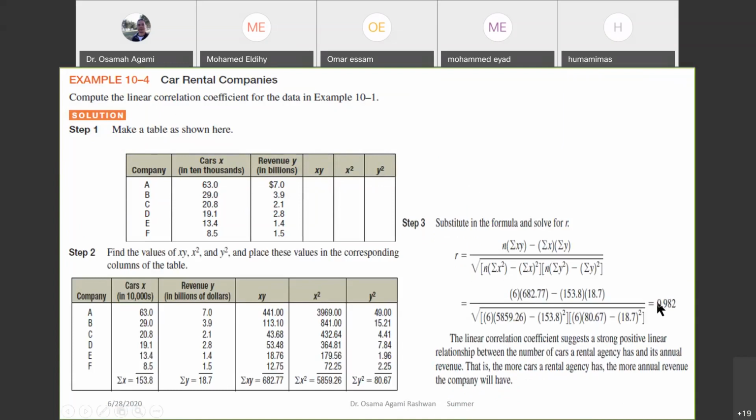Once you find the value, this is how I need you to interpret it. Once it is greater than 0.7, it means there is a strong positive relation. What does a strong positive relation mean? It means if x is increasing, y is also increasing. Okay?